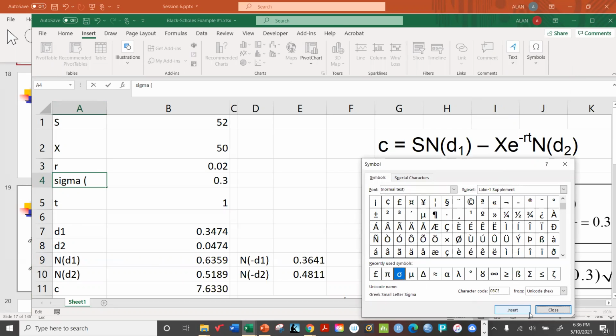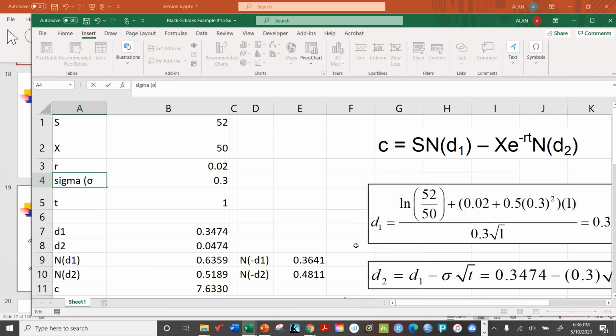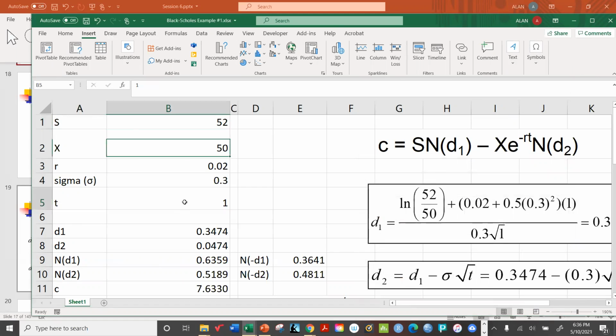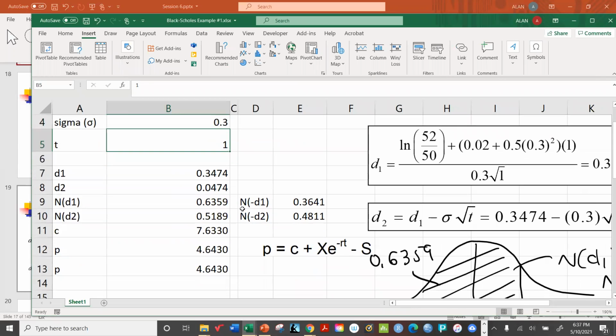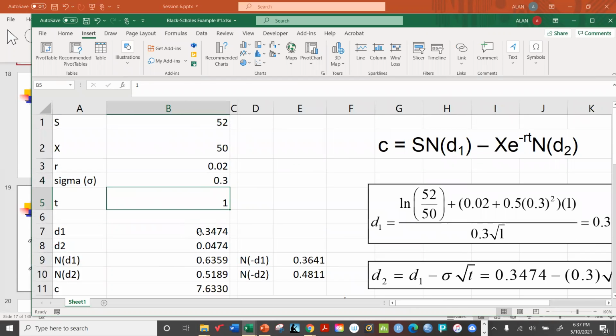Oh yeah, there it is. There's our sigma. So that's our volatility. So these are the inputs to the problem. This is all we need. We've got the stock price, the strike, the risk-free rate of interest, the volatility or standard deviation, and the time, which is 1 year. Now over here, what I've done is I've shown you how to calculate D1.